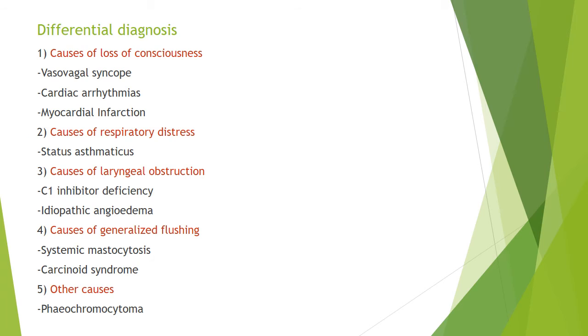So what are the differential diagnoses? For the loss of consciousness, the differential diagnosis can be vasovagal syncope, cardiac arrhythmias, myocardial infarction. Respiratory distress can be due to status asthmaticus. Causes of laryngeal obstruction include C1 inhibitor deficiency and idiopathic angioedema. Especially if the angioedema occurs regularly, C1 inhibitor deficiency must be kept in mind. Causes of generalized flushing can be systemic mastocytosis and carcinoid syndrome. Other causes may include pheochromocytoma.